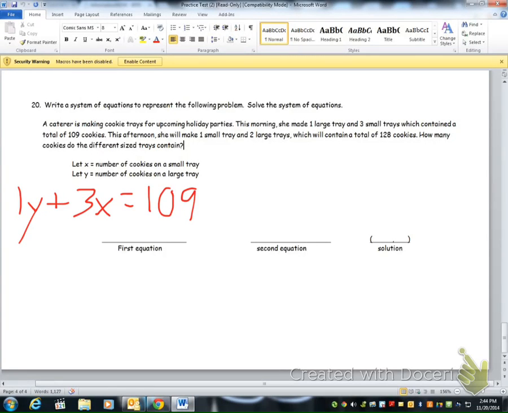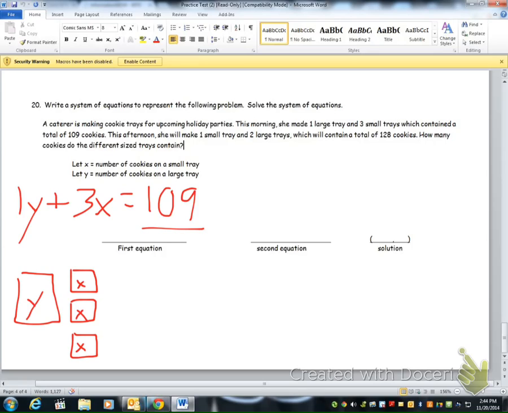Alright, so once again, guys, this works because if you think of the large tray as Y and the smaller tray as X, then I know that this amount, Y, plus this amount, plus this amount, plus this amount, in other words, Y plus 3 X's equals 109, right?